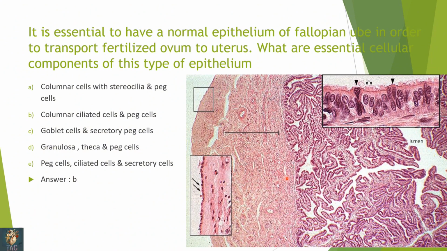So here is the epithelium. This one is the fimbriated end of the fallopian tube, and here you can see the epithelium. Two types of cells are basically present. One are the columnar ciliated cells and the other are secretory cells, also called the PEG cells. There are not stereocilia, these are actually ciliated cells. So the correct option over here is B.